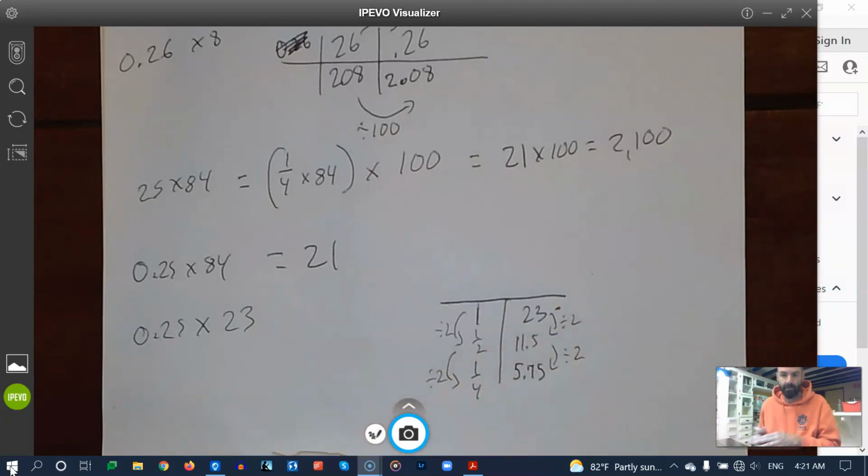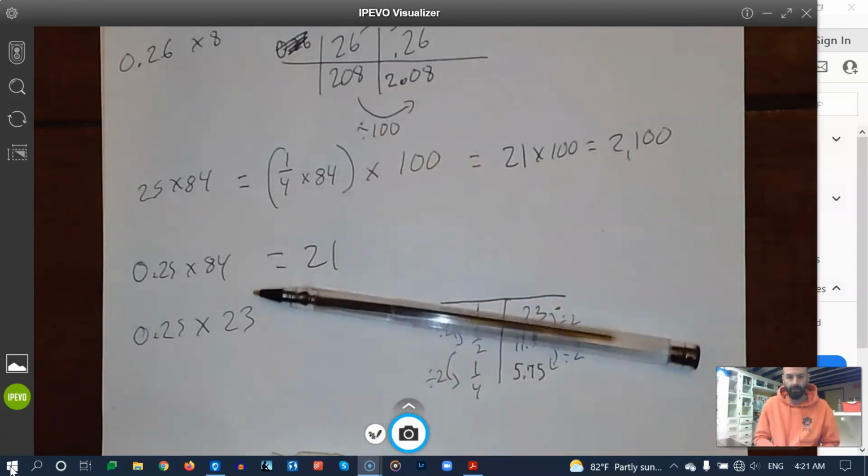Write about this strategy, write about the relationships that we've learned about 25 and 25/100ths and all that good stuff and how we use them.